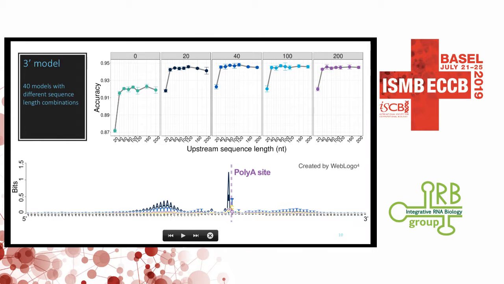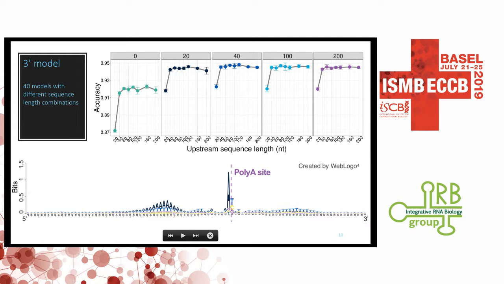From now, I'll focus on the Threeframe model because of time limit, but we did everything the same on the Fiveframe model as well. There are a lot of regulatory motifs and sequences around the poly A sites, but we don't know how long the sequences actually need to be to have an accurate prediction. That's why we constructed 40 models with different upstream and downstream length combinations.